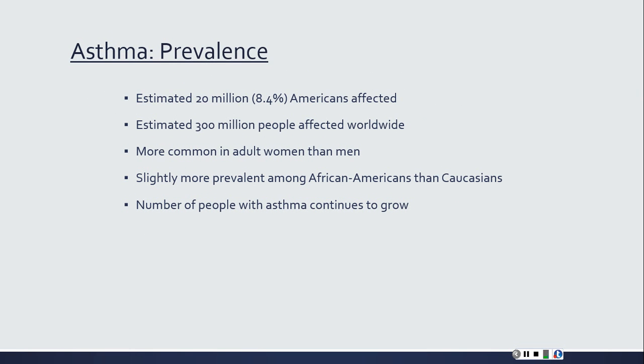And this is similar, but 20 million Americans are affected, or 8.4% of the population. An estimated 300 million people are affected worldwide. It is more common in adult women than men, and slightly more prevalent among African Americans than Caucasians. The number of people with asthma does continue to grow. I mean, it's significant.